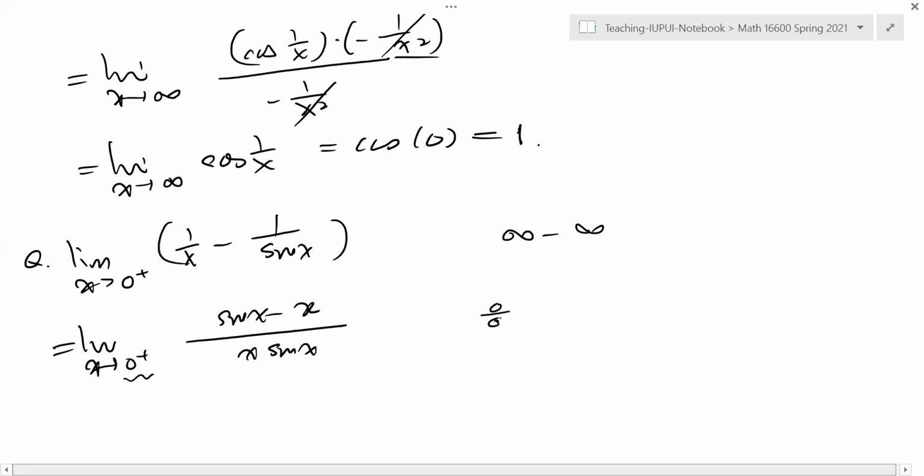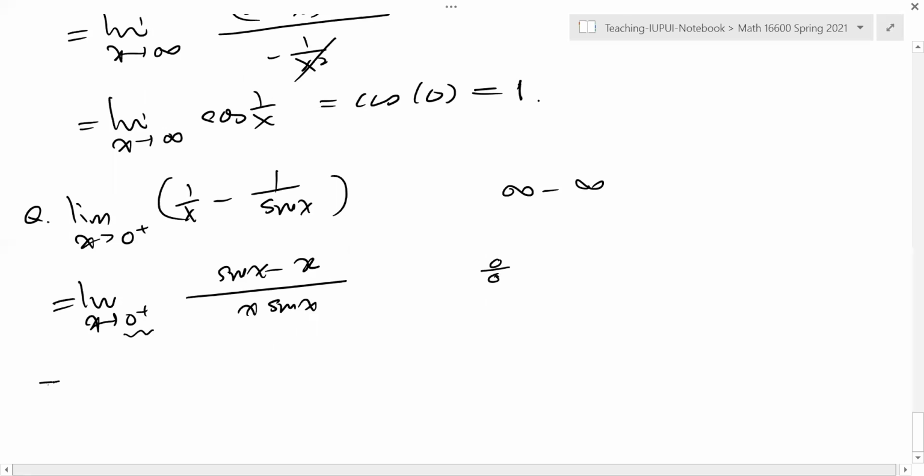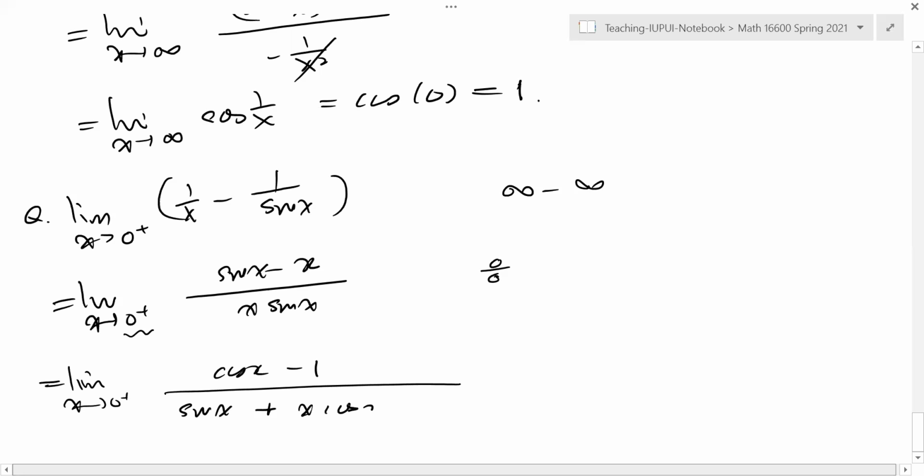All right, so let's apply L'Hopital's rule here. The differentiated numerator is again cosine x minus 1, right? The denominator, by the product rule, is sine x plus x cosine x, right?